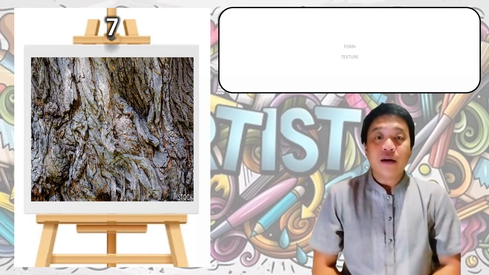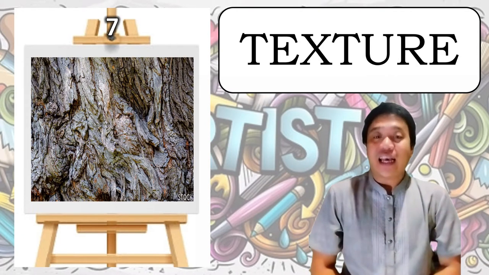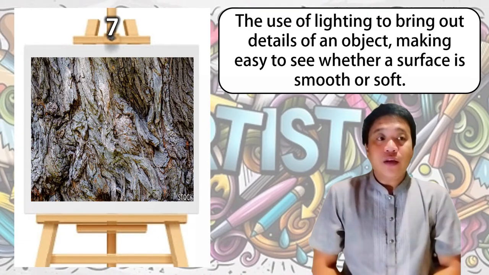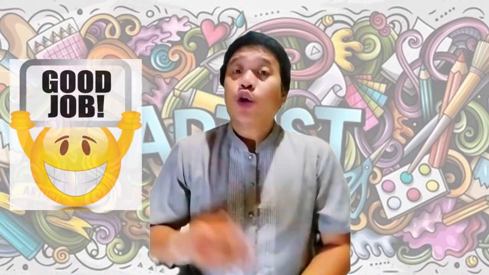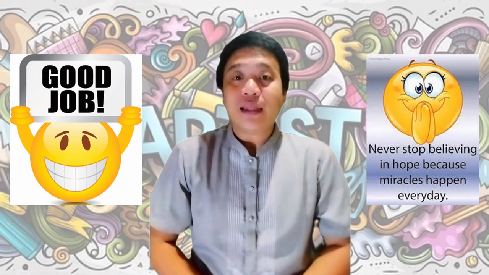And the choices are... And the answer is texture. Texture, the use of lighting to bring out details of an object, making it easy to see whether a surface is smooth or soft. If you got the right answer, good job. If not, never stop believing because miracles happen every day.